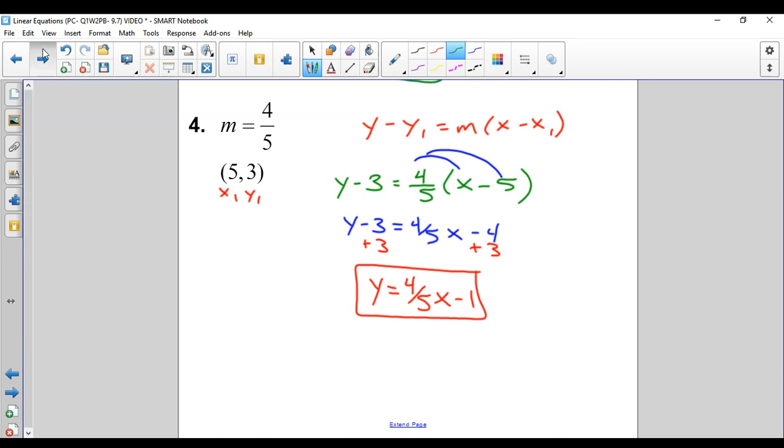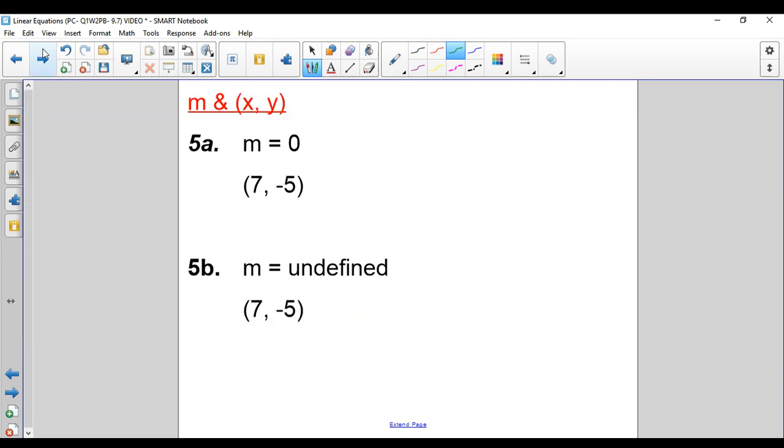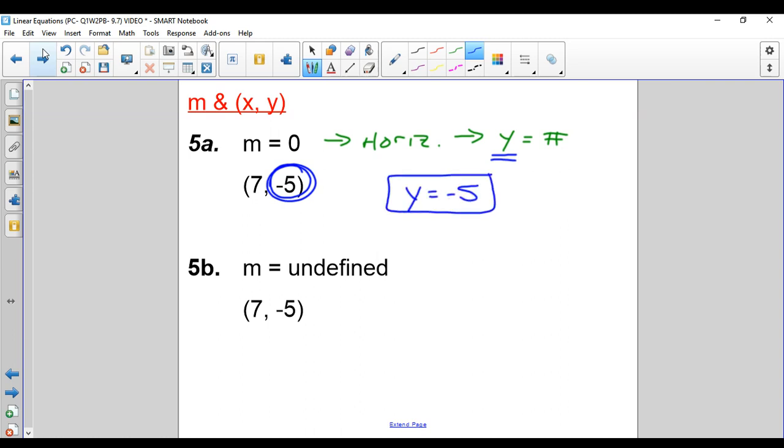Next, we're going to jump into special cases really quick. We'll just call this 5A and B. We're going to use the same or similar information, different slopes, same points. So we have to remember, if the slope is 0, that's a horizontal line. Horizontal lines have equations y equals some number. With that said, if you're worried about the y, that means all you're worried about is the y from this point. So your equation of this line is y equals -5. That's it.